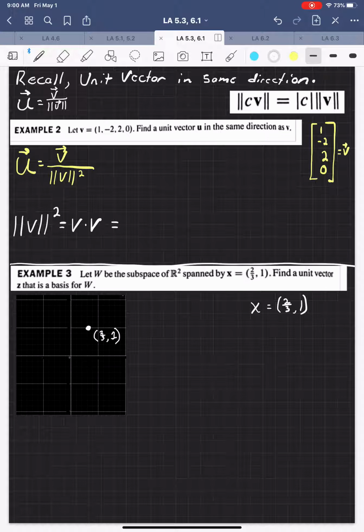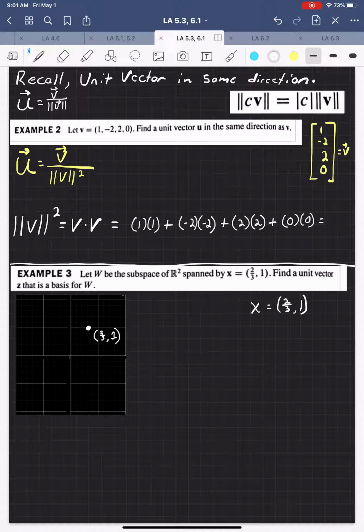Okay, so we can go ahead and write this. It would be 1 times 1 plus negative 2 times negative 2. Right, I could write these all as squared, it would be just a lot easier, but just so we maintain our same notation. Then it would be 2 times 2, and finally it would be plus 0 times 0. All of that gets us to 9.